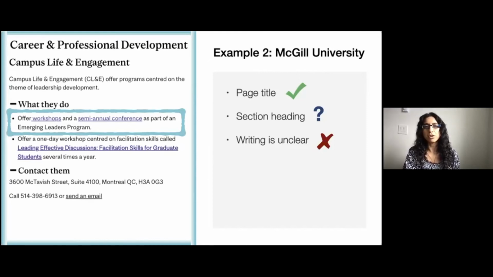And then I also don't know what the Emerging Leaders Program is, right? This is likely internal jargon that doesn't actually mean anything to most users.